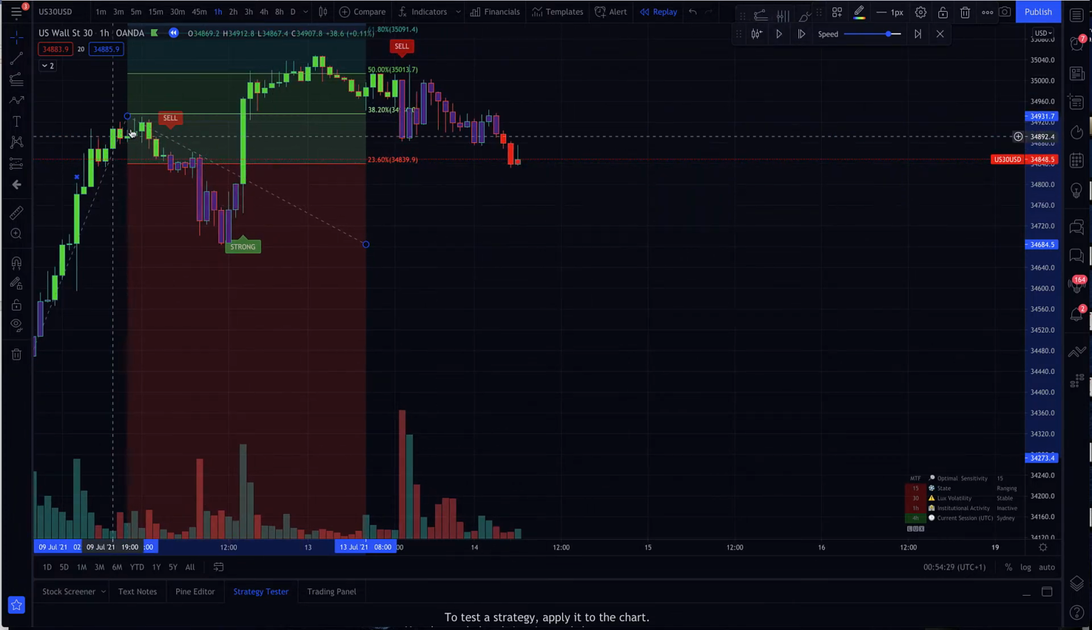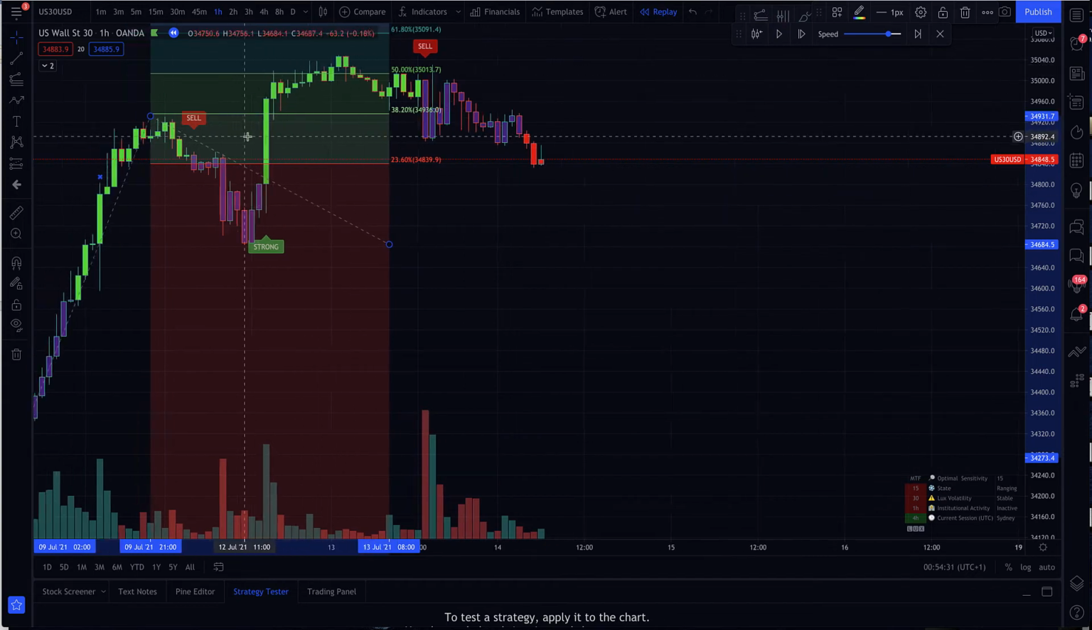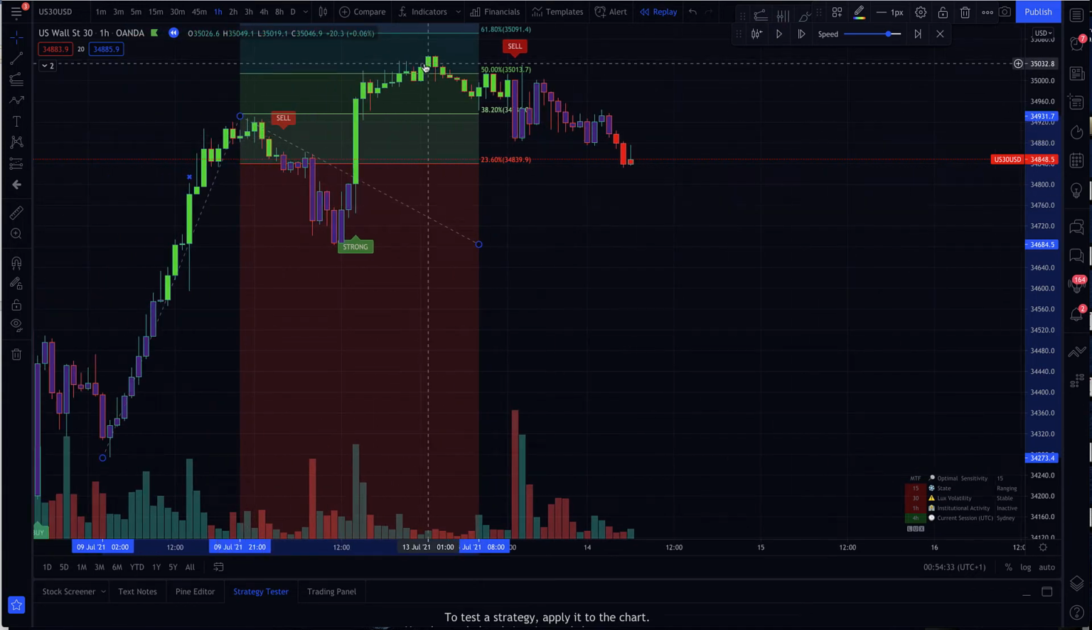Yes, so we could see that there was a rejection here, and this pattern worked out very well. We're in a very good profit. We could have actually opened a position over here and got some profit on the way up, and also a position here, or maybe here when we have this sell signal, and we would also be in a very good profit as the Dow Jones was dropping.